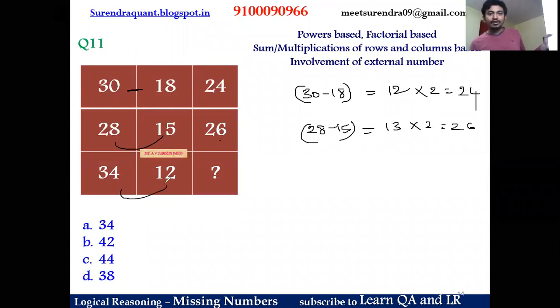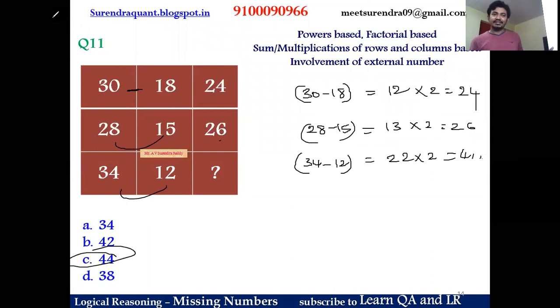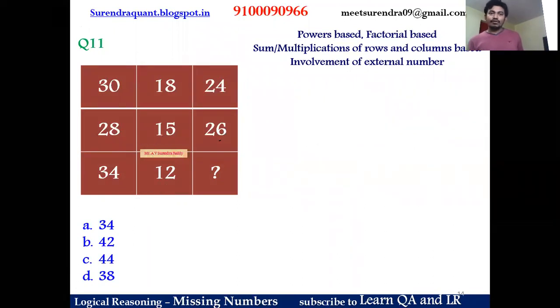Now friends, the difference of 34 and 12. What is the difference? Is the difference 22? Now with this difference, if I multiply with 2, that must be the element in the missing number, that is 44. And option C is correct. Right? Let's go for question number 12.